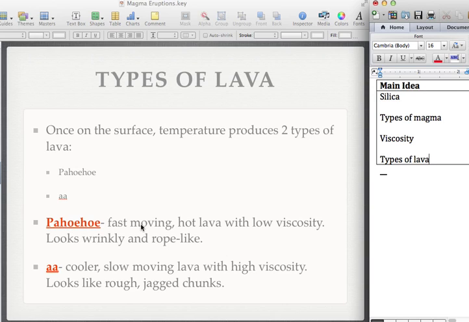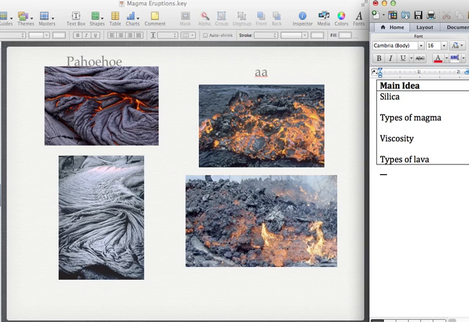So pahoehoe is very fast-moving, hot lava, so hot temperature, low viscosity. It looks wrinkly and rope-like. So when you see those rivers of lava, that's pahoehoe. A'a is much cooler and slower moving, and it looks like rough, jagged chunks. And I'll show you some pictures.